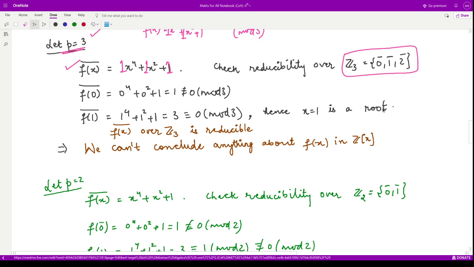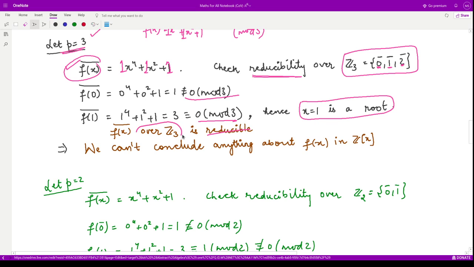So to check its reducibility over Z3, we just see whether the elements of this Z3 are roots of this reduced polynomial or not. So we'll check it. F of 0, it is not a root. F of 1, it is a root, right? So x is equal to 1 is a root. So from here we conclude that f bar x, the reduced polynomial, is reducible over Z3.